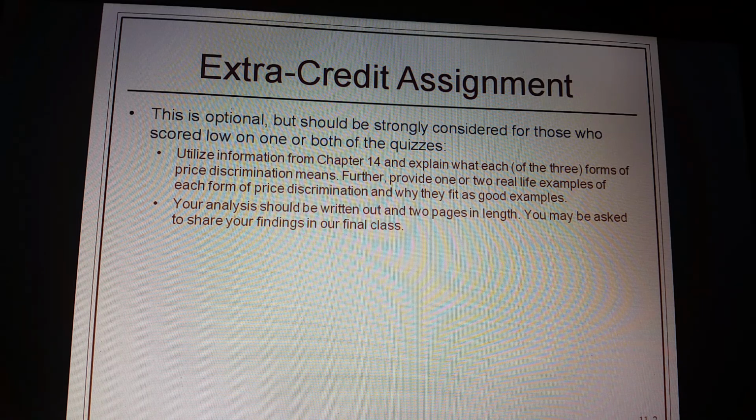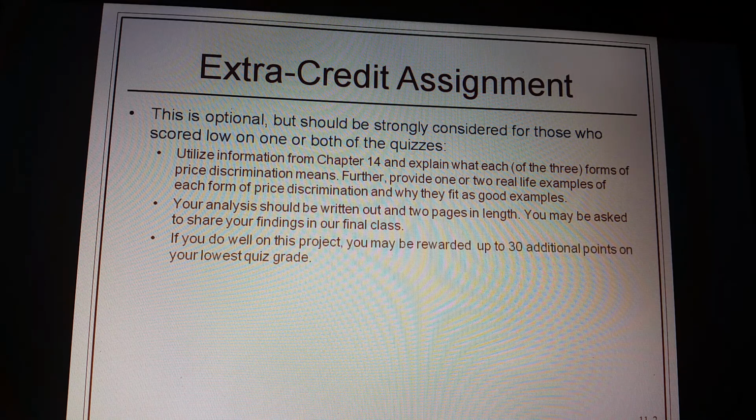We'll talk a little bit about price discrimination in the final class, but this will give us a real good opportunity to go around the class, and maybe you can provide some information to students who may not get involved with this extra credit assignment. As far as points rewarded, if you do well on the project, you could be rewarded up to about 30 additional extra points on your lowest quiz grade, so it may be really worth considering for some students.